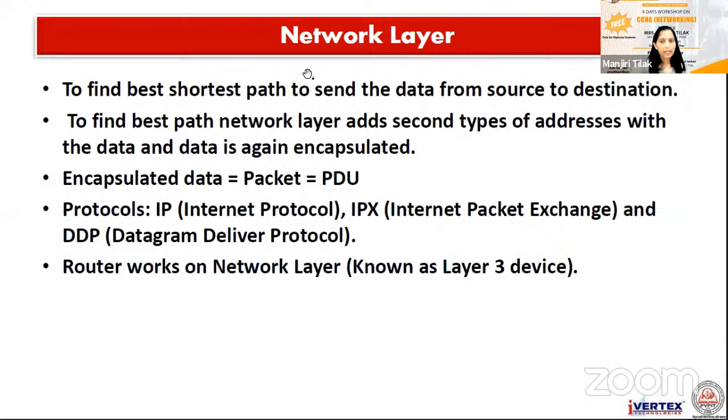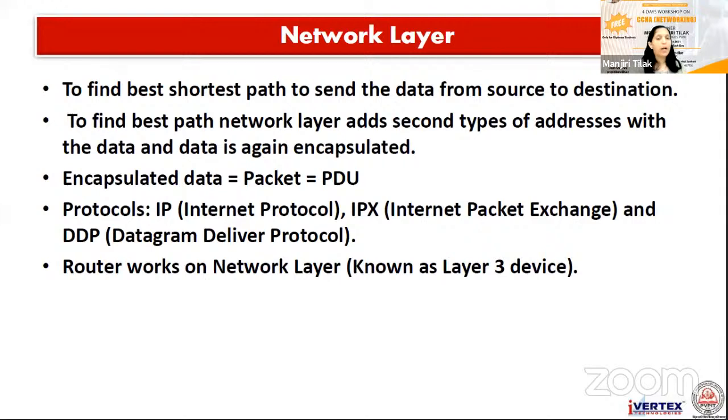So what is network layer doing? Network layer is adding the second type of address with the data so that the shortest path can be found and your data can be sent from source to destination with the shortest path, right? And to add those kinds of addresses, the protocols used on network layer are either IP, IPX or DDP, right?